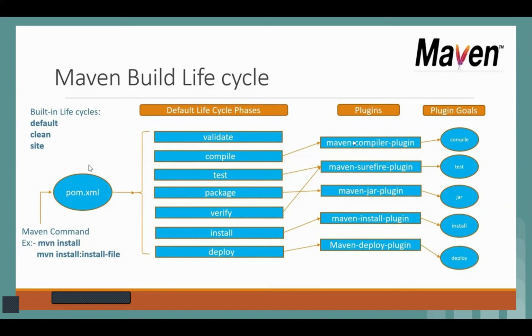For compilation, I need the compiler plugin. For running the test cases, what do I need? Surefire plugin. For the packaging purpose, for creating a jar, what do I need? A jar plugin. For installation, what do I need? Install plugin. For deploy, what do I need? A deploy plugin. And every plugin is connected with its goal. What is the goal? It is a compile goal, test goal, jar goal, install goal, deploy goal. So this is what a Maven build lifecycle is.